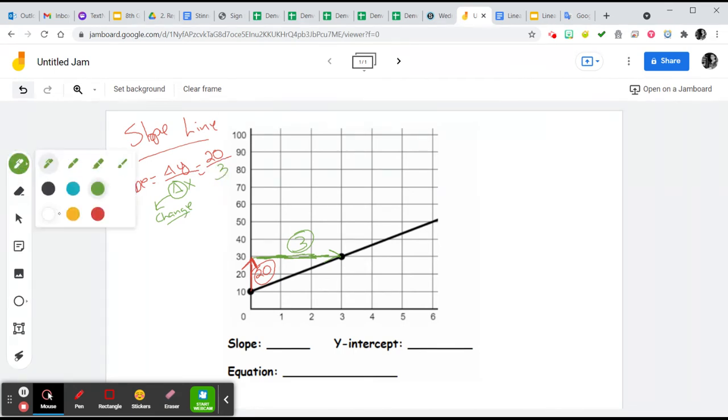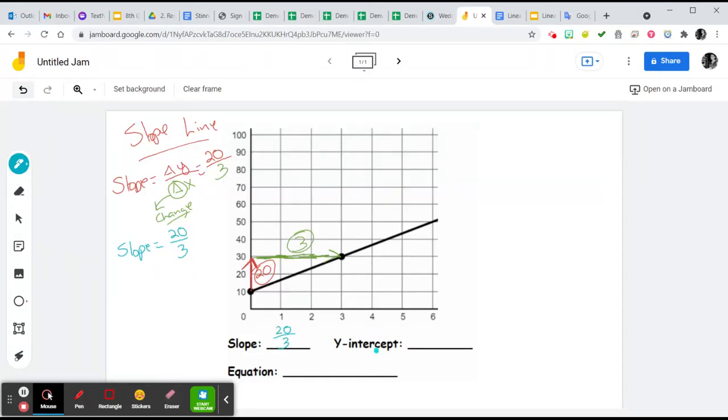So our slope, if we go back to our slope, and I'll put it in blue, our slope equals 20 over 3. All right, so our slope is 20 over 3.